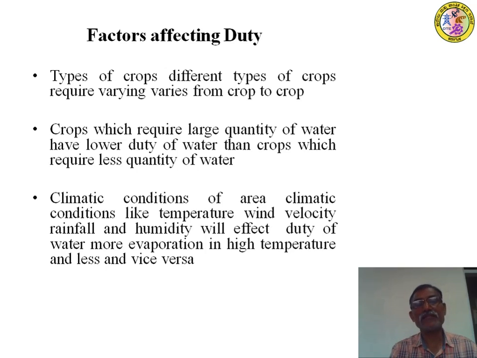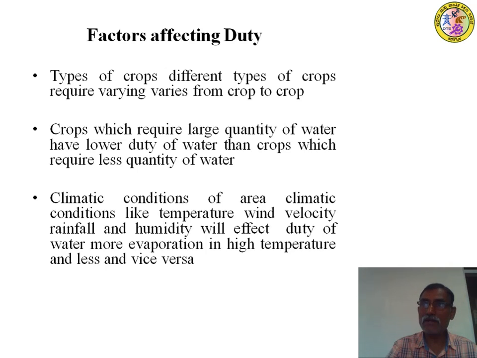Factors affecting duty. What are the factors actually affecting the duty of irrigation water? Types of crops. Different types of crops require varying amounts of water, so the duty of irrigation water varies from crop to crop. For example, sugar cane, maize and pulses. Duty of sugar cane is less, whereas the duty of maize is more. That means sugar cane requires more water, while pulses or maize require less water. That's called duty is more. And if the discharge is less, naturally area is more. D is equal to A by Q.